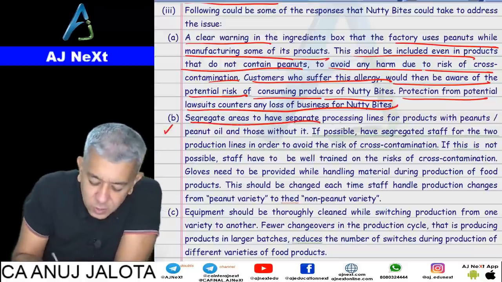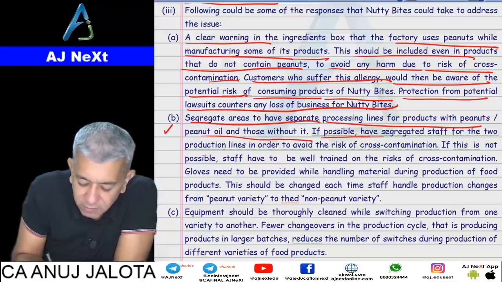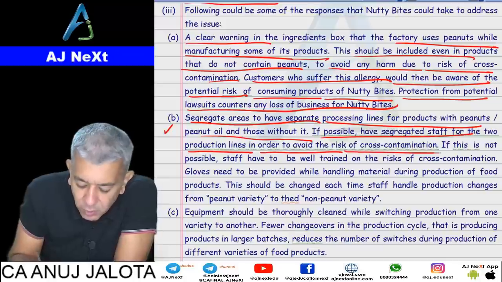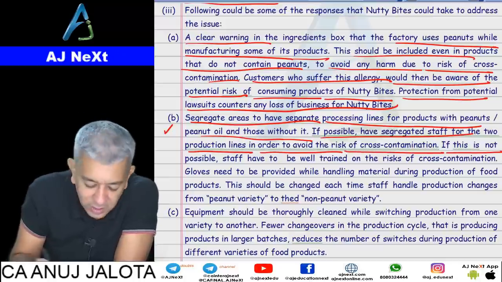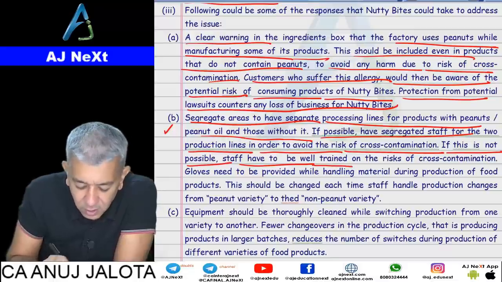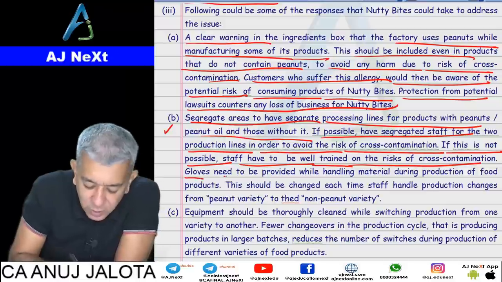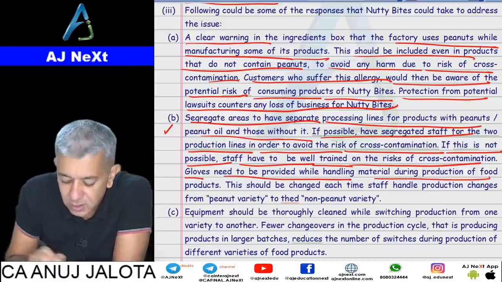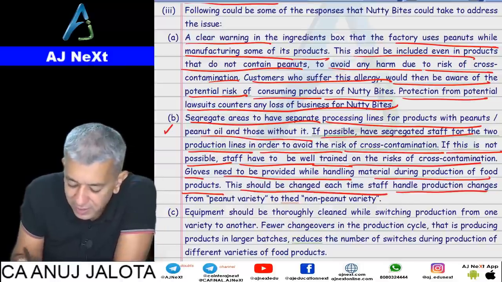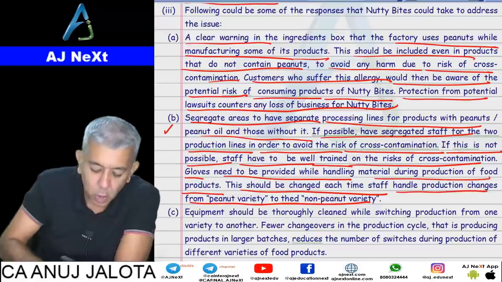Segregate the areas to have separate processing lines for the products with peanuts and those without. If possible, have segregated staff for the two production lines in order to avoid risk of cross-contamination. If this is not possible, staff should be well trained on the risk of cross-contamination. Gloves need to be provided while handling the materials during production of the food product. These should be changed each time staff switch from handling the peanut variety to the non-peanut variety.